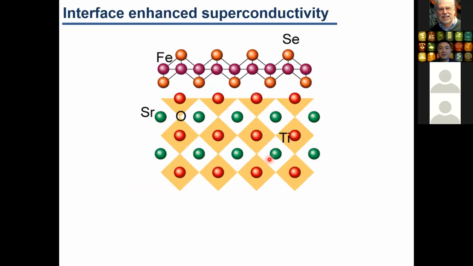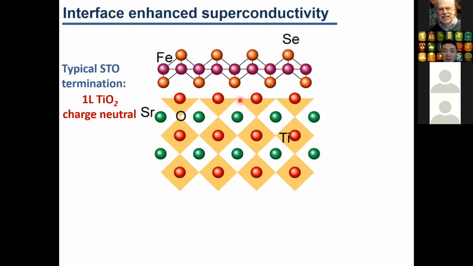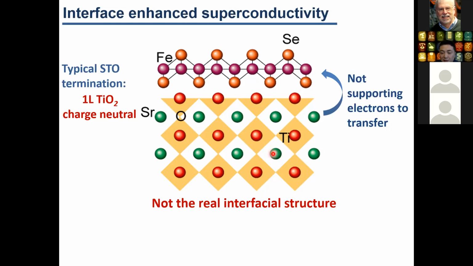So now let's go back to the monolayer iron selenide on STO case. How exactly can we dope it, and what exactly gives the electrons? This is a typical STO substrate. It has one layer of TiO2 on the top, and is usually charge neutral. If this is the real structure of the interface, it doesn't really support the 0.1 electron per iron heavy doping we observed. So there must be a different interfacial structure, and it must be able to promote the charge transfer. So what exactly is the interfacial structure?